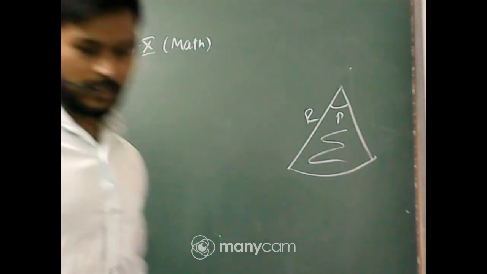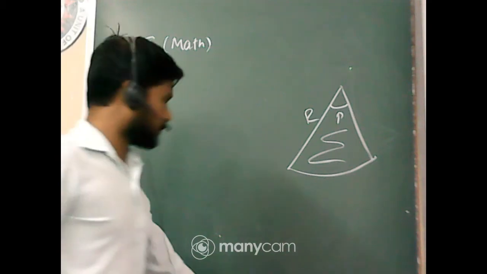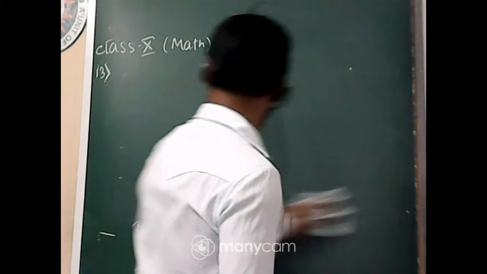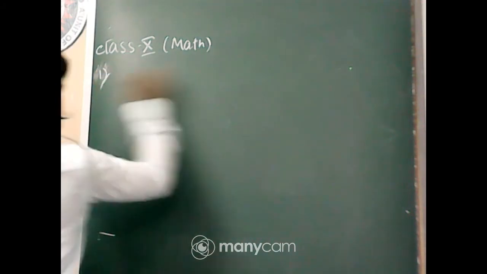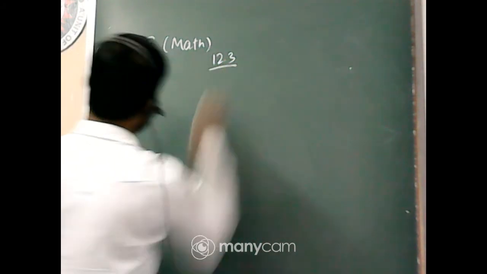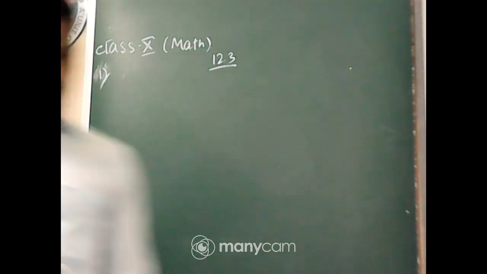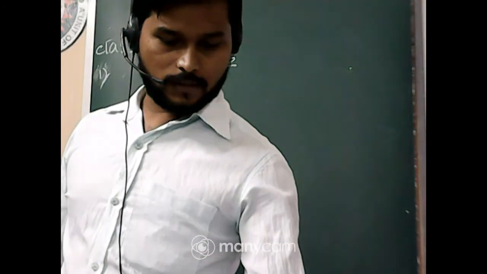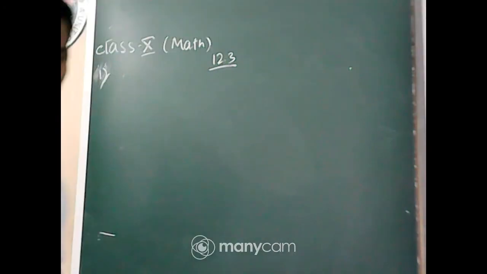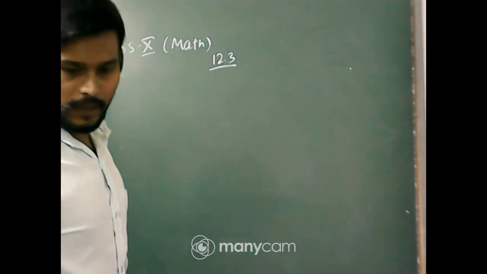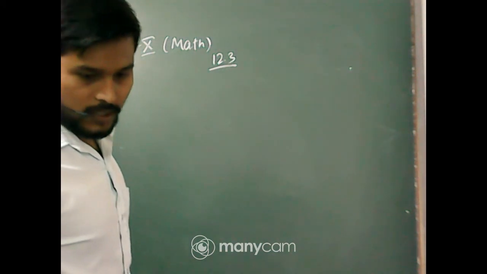Next exercise is 12.3. The first question. Find the area of the shaded region in the given figure, if PQ equal to 24, PR equal to 7, and O is the center of the circle.